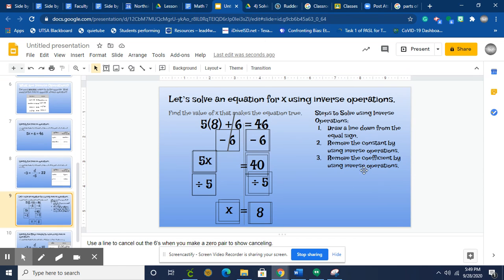And then the last big concept is, when you're solving these and using inverse operations, you draw the line, and then you want to remove the constant first. So we're looking for the addition or subtraction first, and I want to do the opposite. If I see addition, I'm subtracting from both sides. If I see subtraction, I'm adding to both sides. Then the last step is to remove the coefficient by either multiplying or dividing, depending on what's already being done. We see it, that's great, we want to undo it.